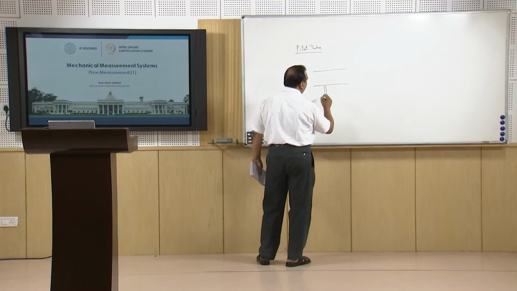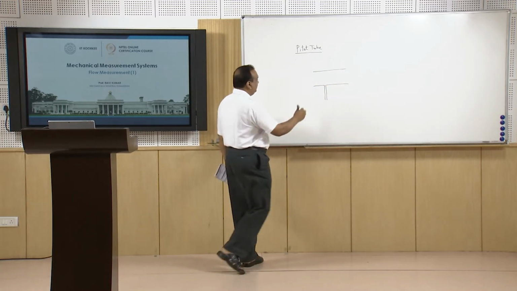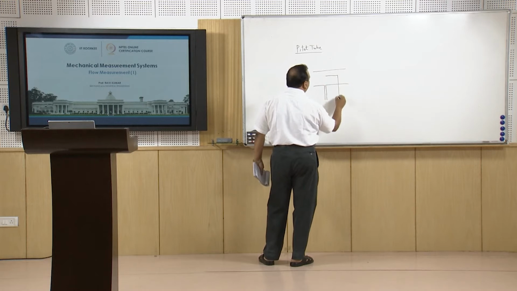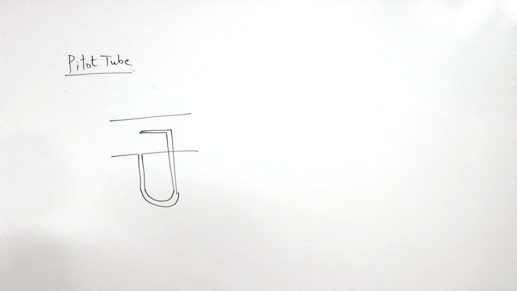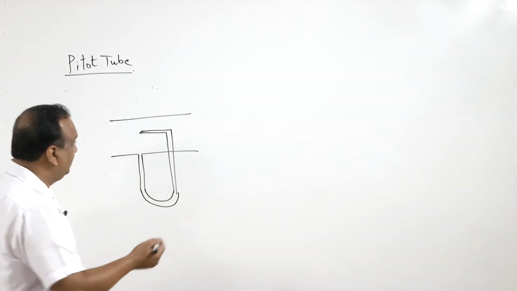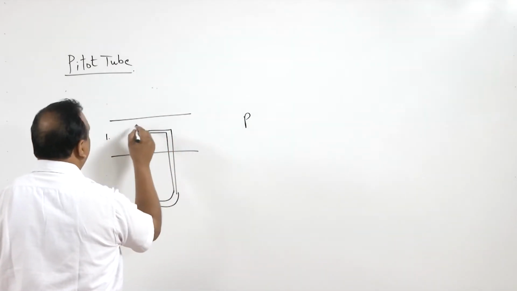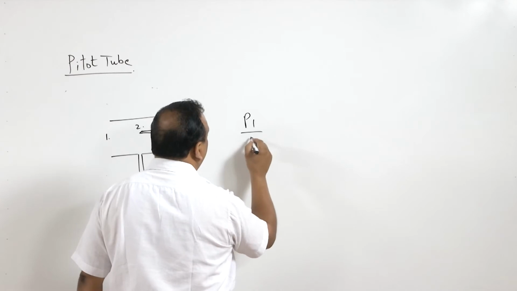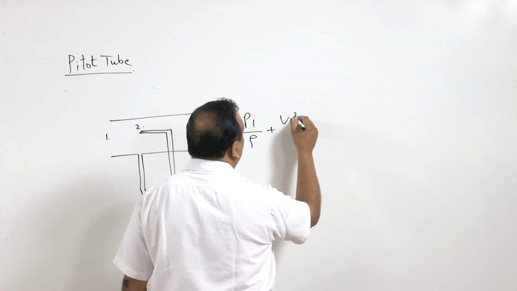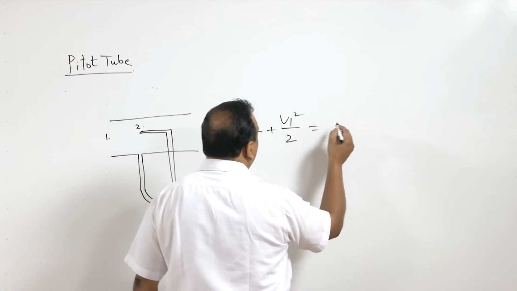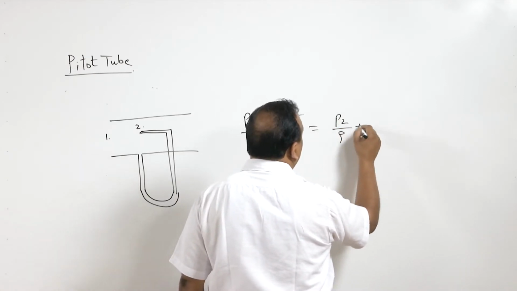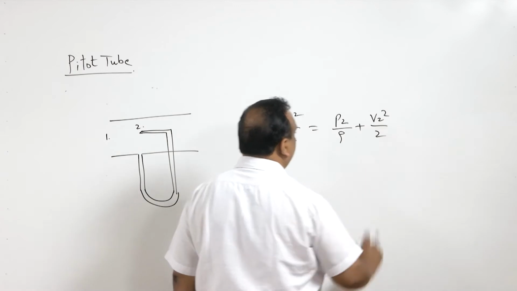From here, I will make a tap for static pressure. Here, I will make a tap for dynamic pressure, and they will be connected through a U-tube. Dynamic pressure means stagnation pressure, and this we can calculate using Bernoulli's equation. Suppose this is point 1 and this is point 2. Then P1 by rho plus V1 square by 2 is equal to P2 by rho plus V2 square by 2.